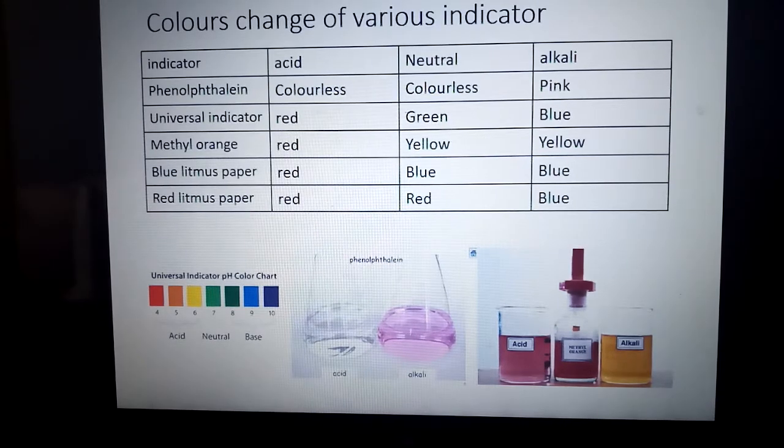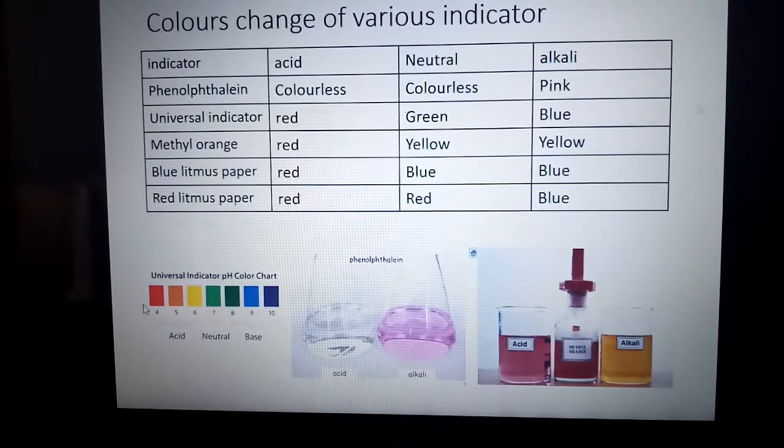So for phenolphthalein, we have it in our lab. Mostly we use phenolphthalein and universal indicator for the titration process. Phenolphthalein in our lab is colorless, normally dalam lab kita warna ini yang kita simpan. Phenolphthalein is colorless, and in acid, it remains colorless. But if we add alkaline into phenolphthalein, it will turn pink.